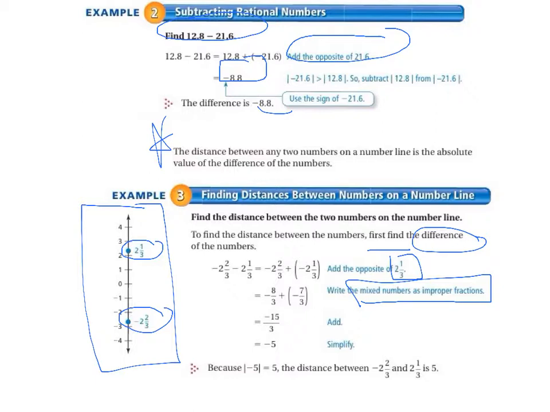with -15/3, which simplifies to negative 5. And because the absolute value of negative 5 equals 5, the distance between these two numbers is 5. So remember that when you're working with distance, you can never have a negative number.